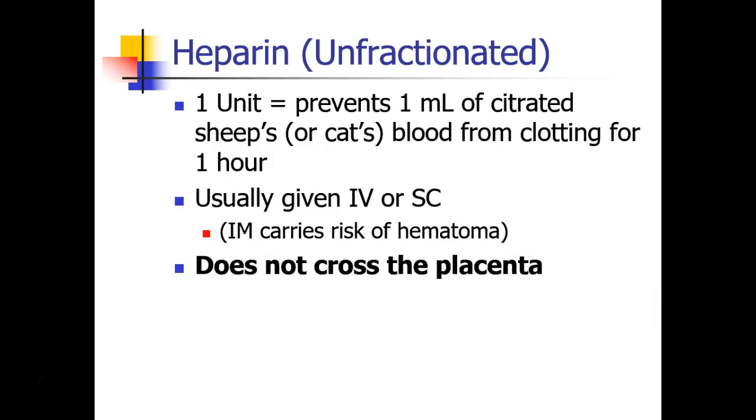Heparin is dosed in units, and a unit of heparin is defined as the amount of heparin that will prevent 1 milliliter of citrated blood, usually sheep or cat blood, from clotting for 1 hour. Heparin can be given intravenously or subcutaneously, usually not intramuscularly because of the risk of hematoma. And heparin, because it is large and it's charged, does not cross the placenta.